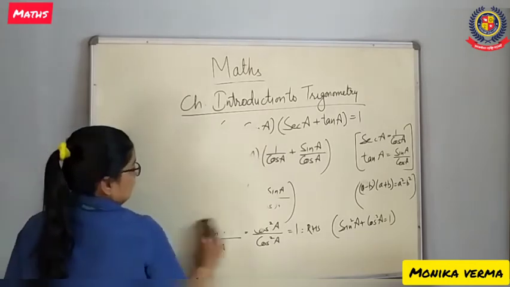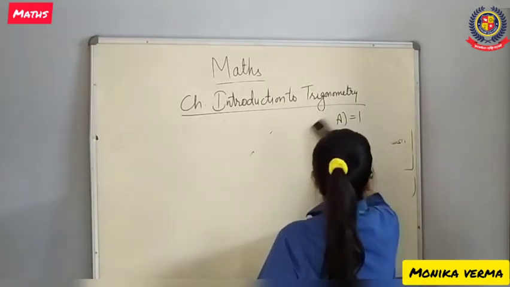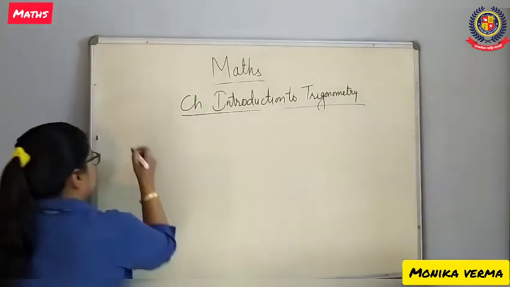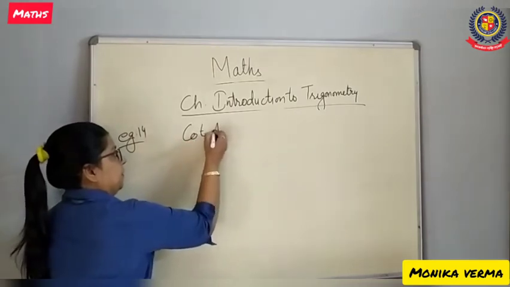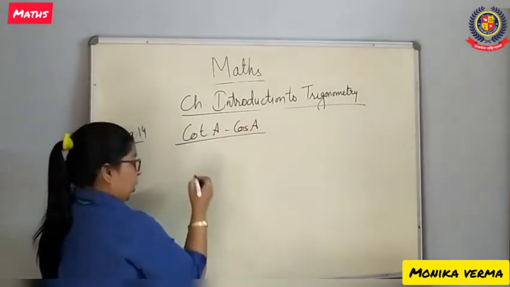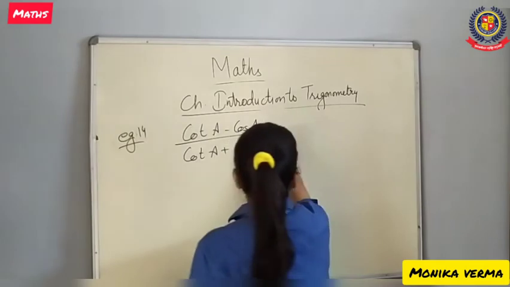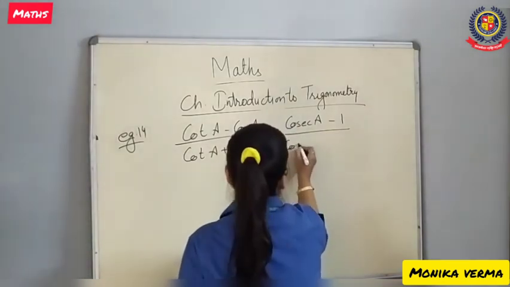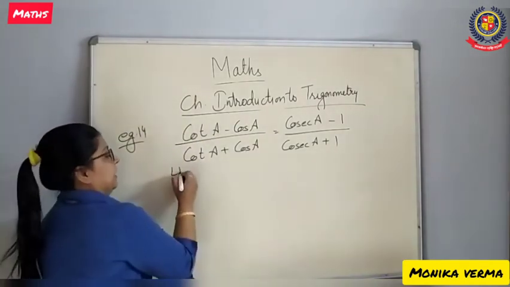Now we'll do the next example, Example 14. It says cot A minus cos A upon cot A plus cos A is equal to cosec A minus 1 upon cosec A plus 1. Is it okay? Now again we will take LHS.